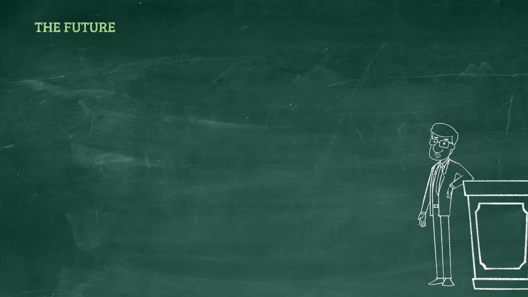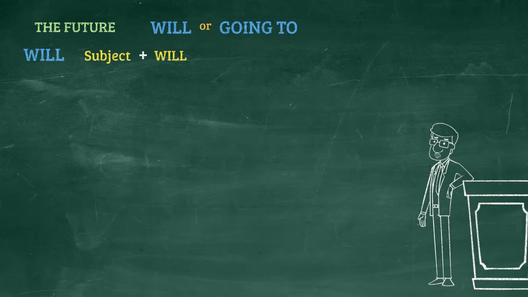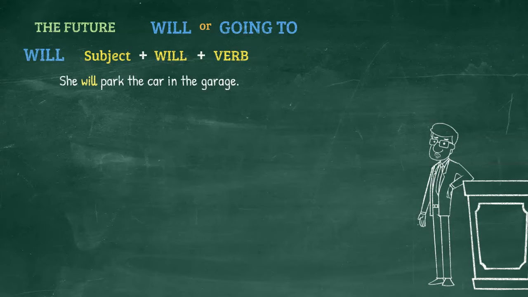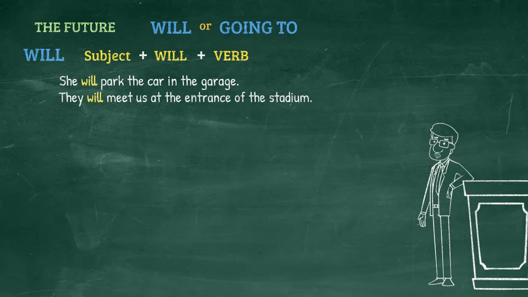First, we basically have two main ways to express the future. We can either use will or going to. When using will, we need to use it right after the subject, as in, she will park the car in the garage, or they will meet us at the entrance of the stadium, or Dr. Chen will see you now. As you can see, it's actually quite simple. You almost don't have to think.